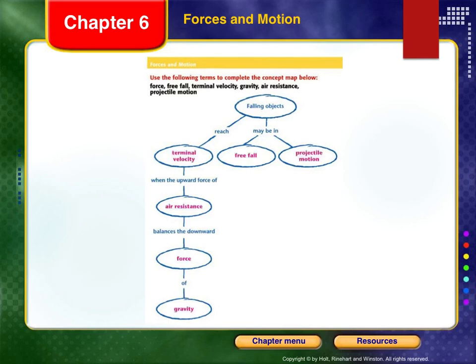Okay, here are the answers to the review from section 1. Hope you enjoyed that and got some review on something that's been a little while since we talked about.